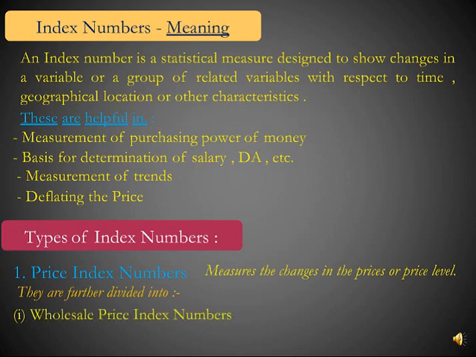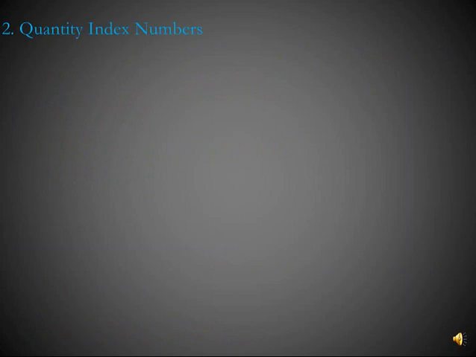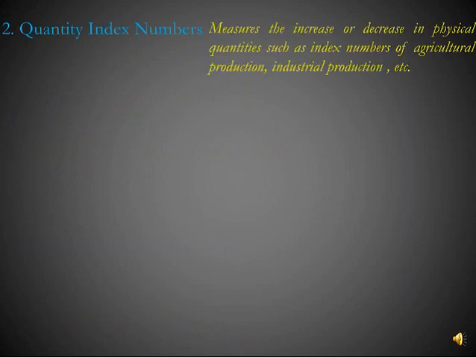First is wholesale price index numbers, and second is retail price index number, also called cost of living index number. Second one is quantity index numbers. These are prepared to measure the increase or decrease in physical quantities, such as if we have to find changes in agriculture production or industrial production, we make use of quantity index numbers.